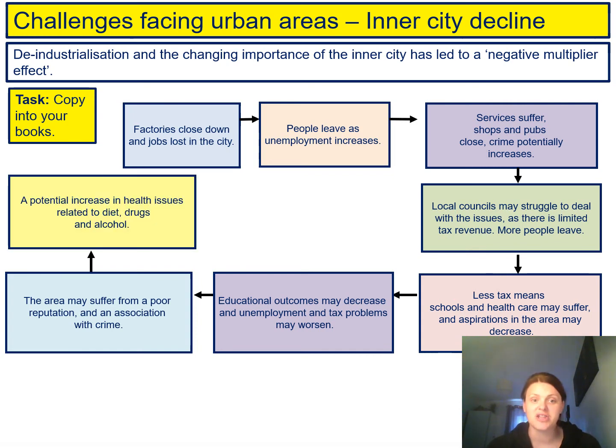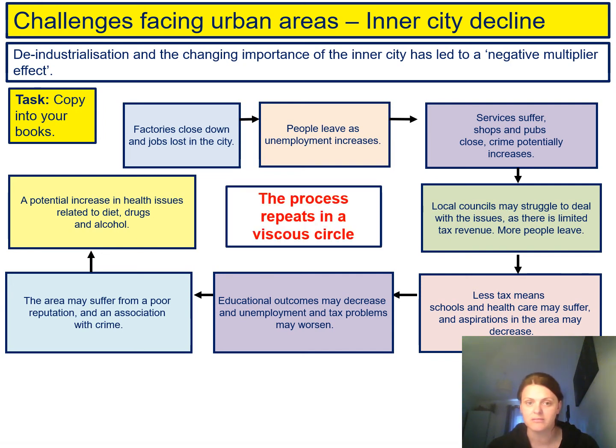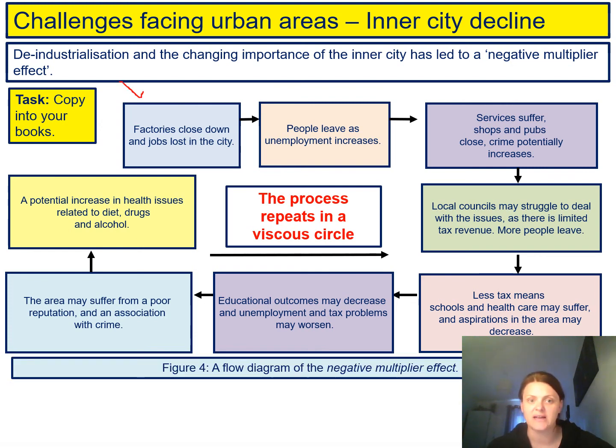This can potentially increase health issues related to diet, drugs or alcohol. And then this process just repeats. This is what we call a negative multiplier effect. Now all of this happens because that factory closed down. So all of these knock-on effects happened, and we call this a negative multiplier effect. So copy this down, guys, into your books.